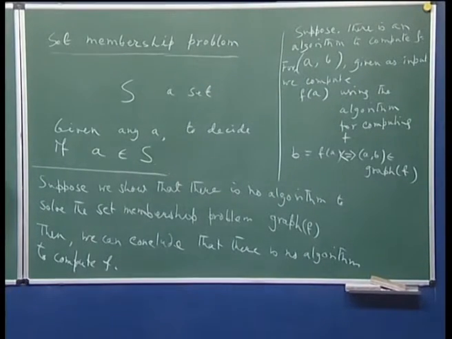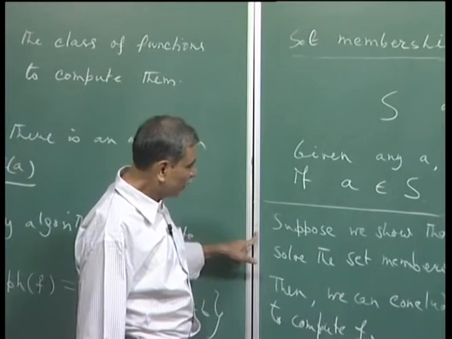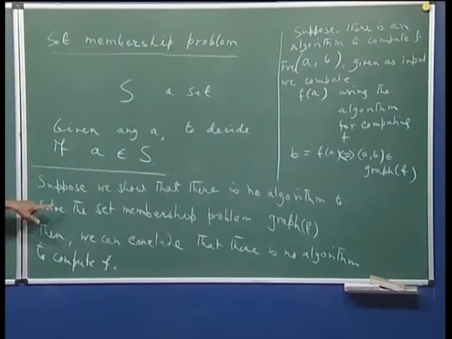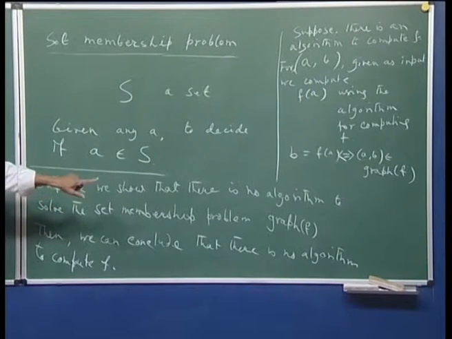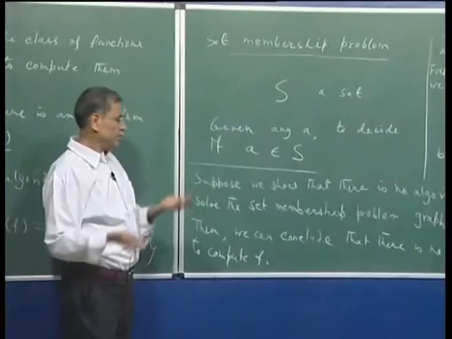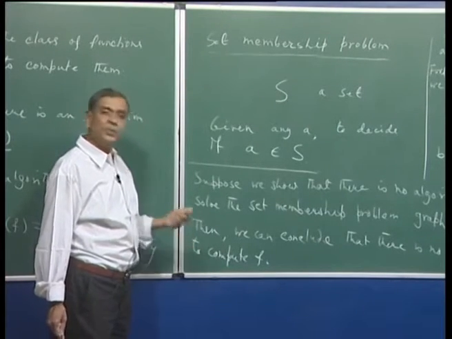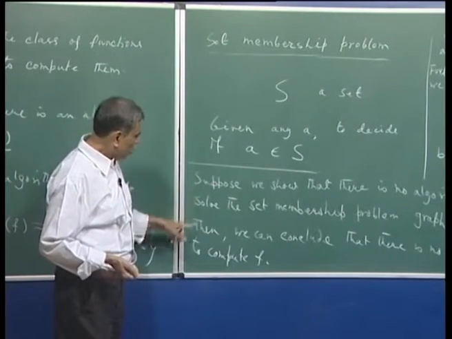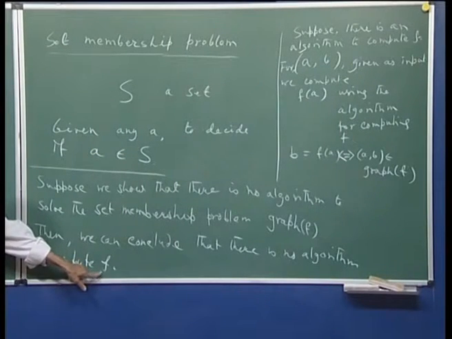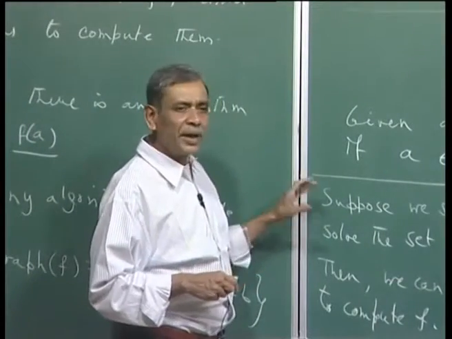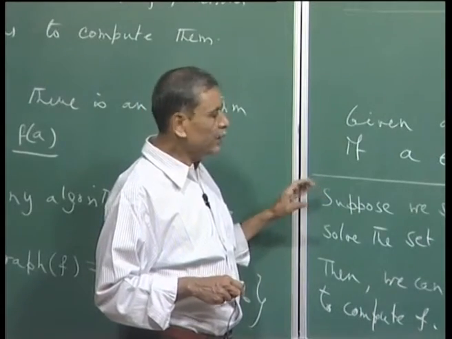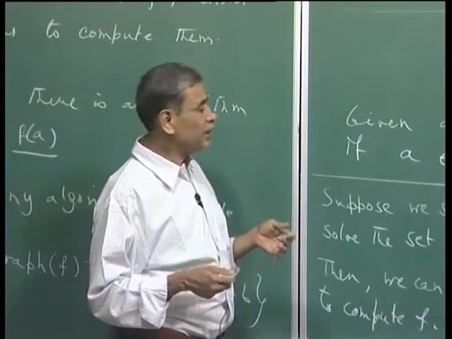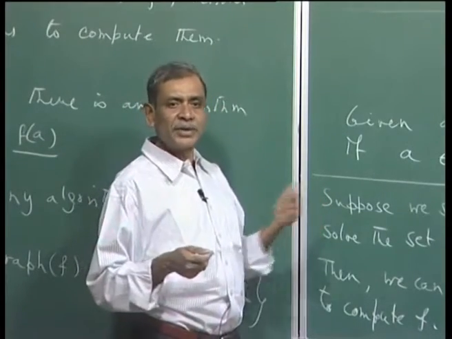Now, if I can show, therefore, that there is no algorithm to solve the set membership problem of graph F, then I have shown that there is no algorithm to compute F. And this is the reason you see that a function which is not computable, we will be able to get to that fact by looking at the graph of that function and proving that graph of F is a kind of set for which I have no algorithm to solve the set membership problem.